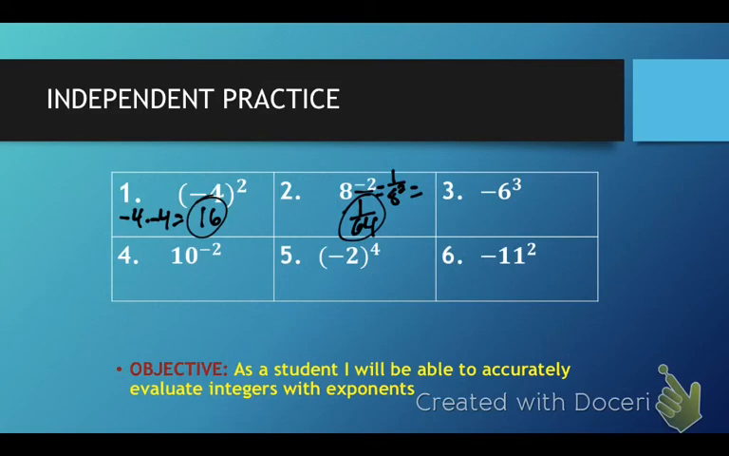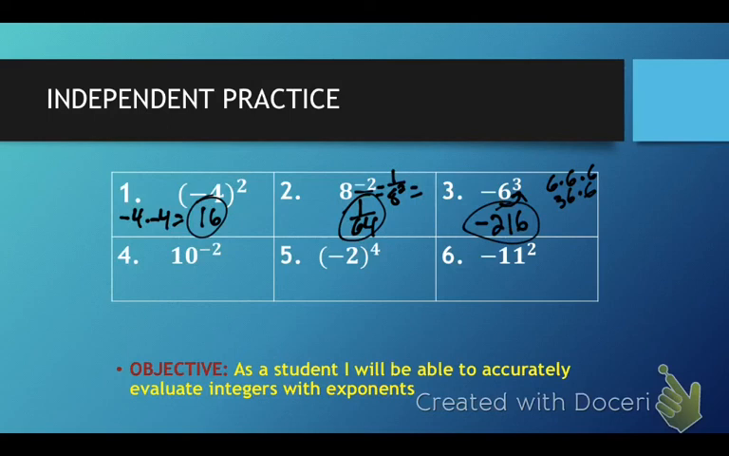Third one, negative 6 to the third. Now remember, there is no parentheses and there's no negative exponent. So this one means the negative sign is just going to drop straight down. And 6 cubed. 6 times 6 times 6, which happens to be 36 times 6, which is 216. So our answer for this one is negative 216. That one's a tricky one.